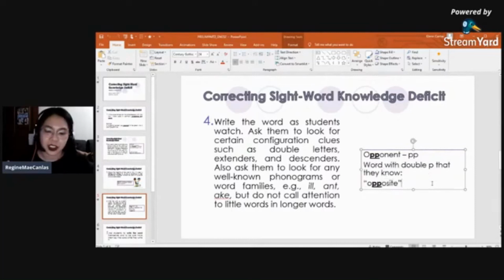So in this step, the teacher can write the word on the board and let the students observe what is peculiar or something unnatural in the word. For example, the word opponent, there's one. It has double P, and the teacher can associate another word with the same composition, which is the word opposite.